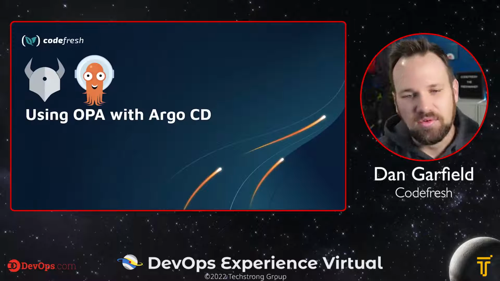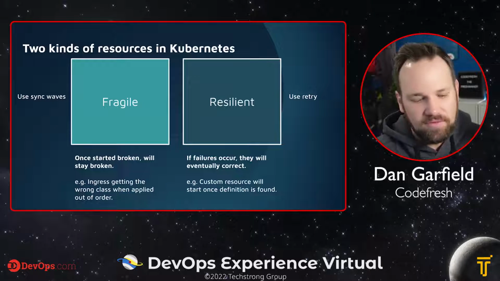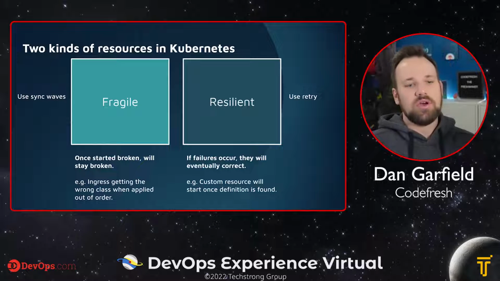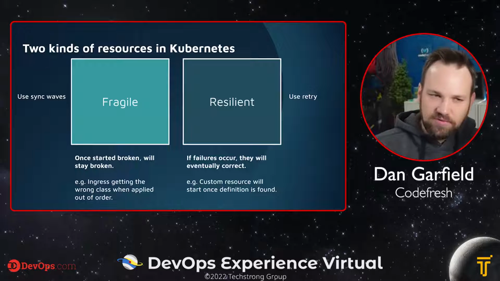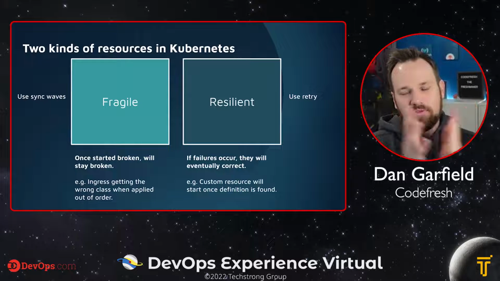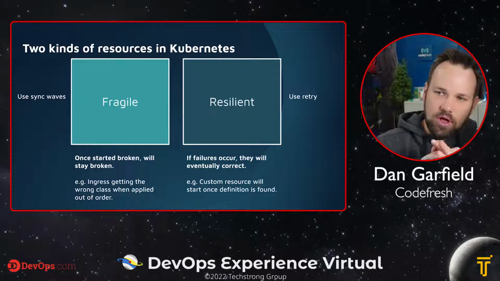Okay, so we just demoed that. Using OPA with Argo CD, there are a couple of things to mention here. I tend to think that in Kubernetes there are kind of two kinds of resources. These aren't official, but I call some fragile. These are resources that once they start broken, they will always stay broken.